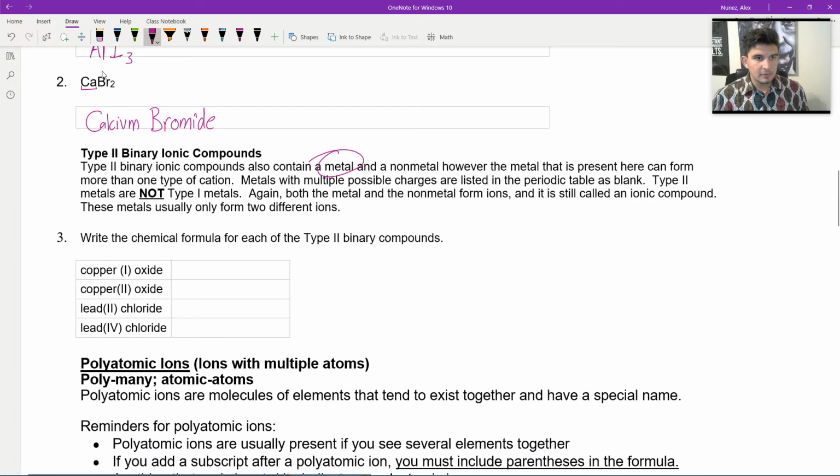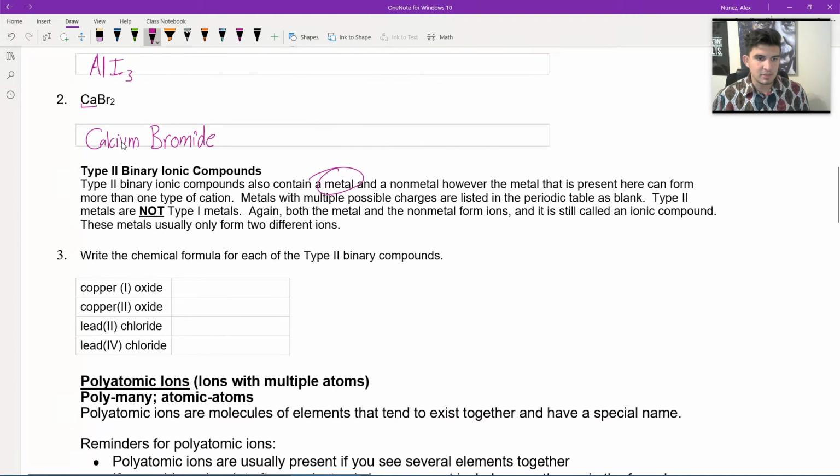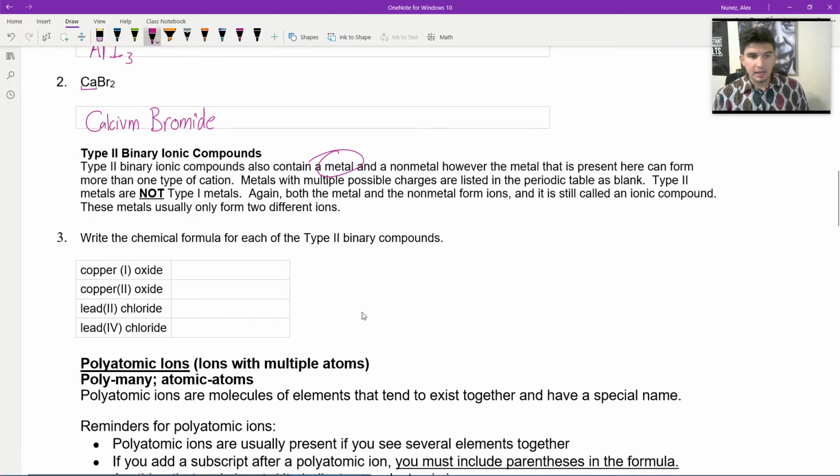Again, you will need to be able to go from formula to name, but that process is relatively easy. Instead, what I really wanted to go over is how to go from name to formula. The nice thing about going from name to formula is that you just need to look at the Roman numeral next to your metal to know its charge.